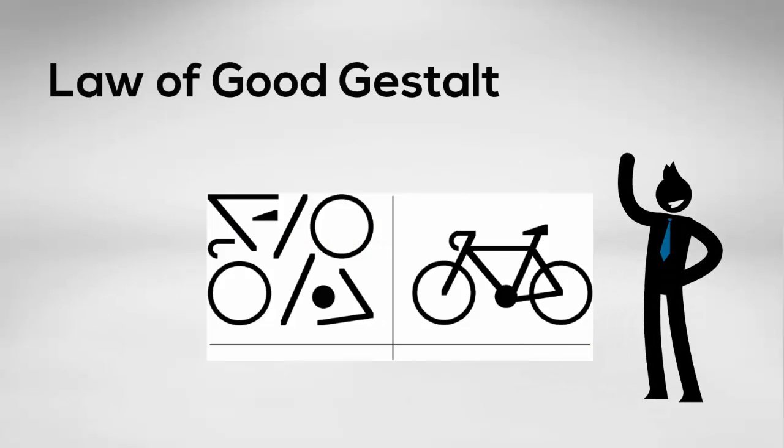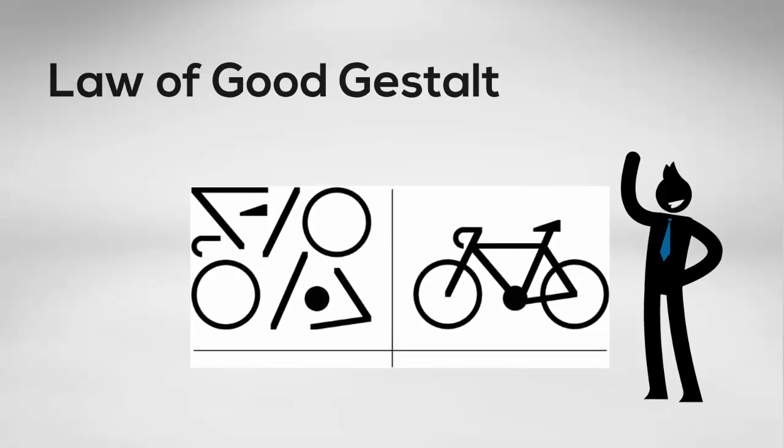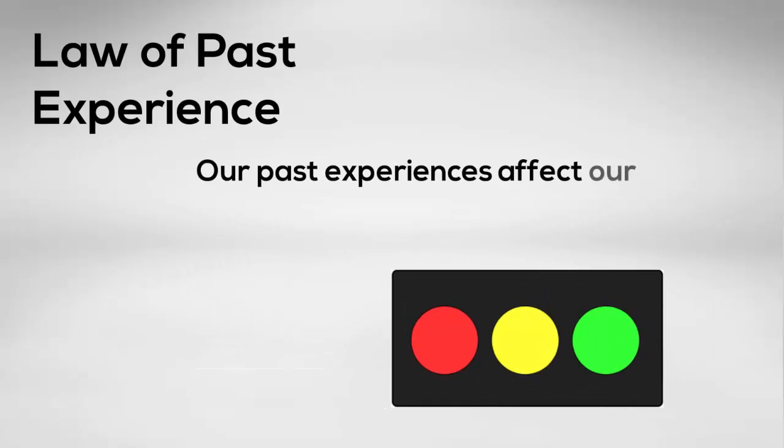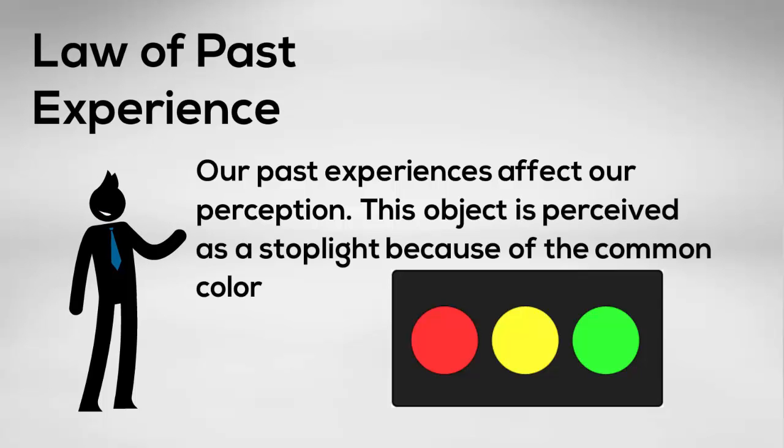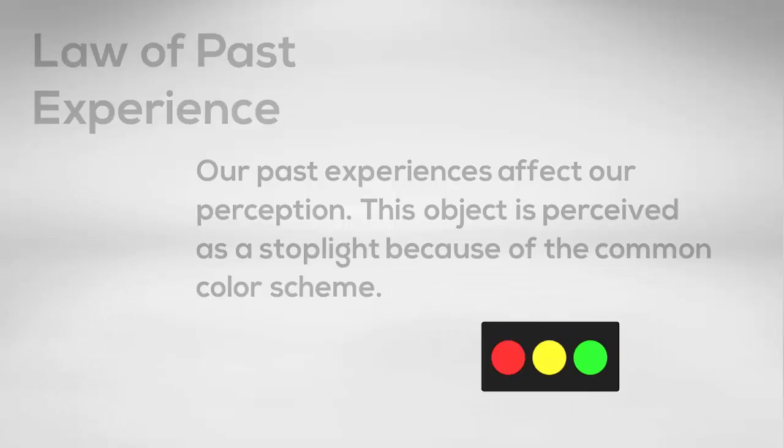The law of good Gestalt, or the law of pragnanz, states that reality is organized down to its simplest forms possible. The law of past experience states that our past experiences affect our perception. You would not have known this was a stoplight if you had never seen one before.